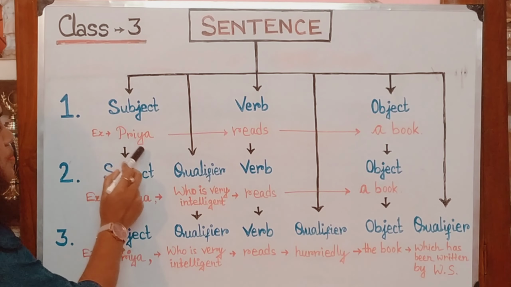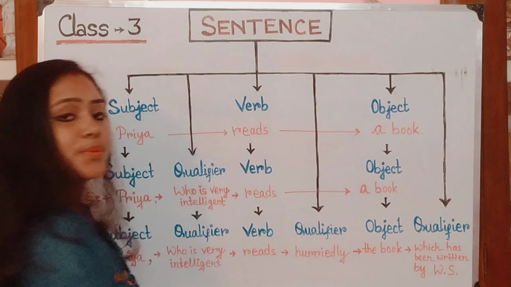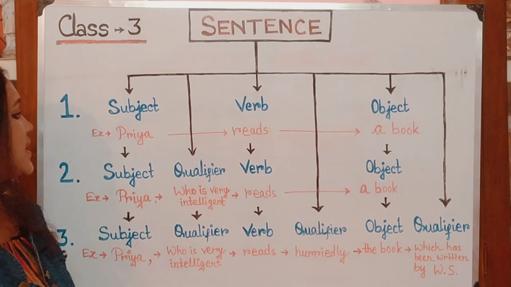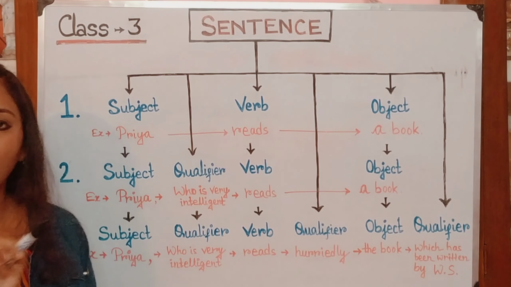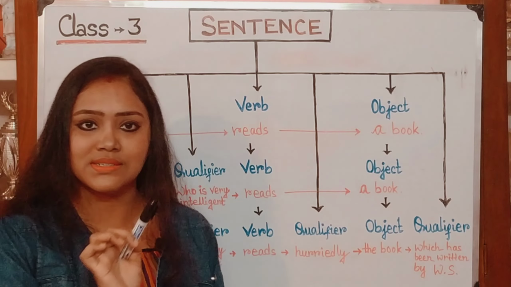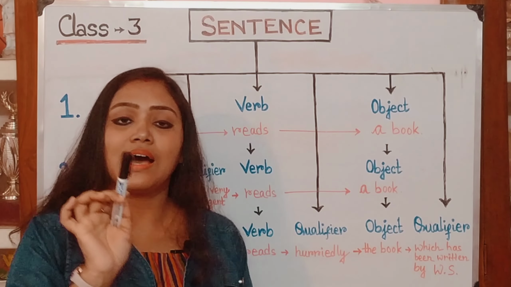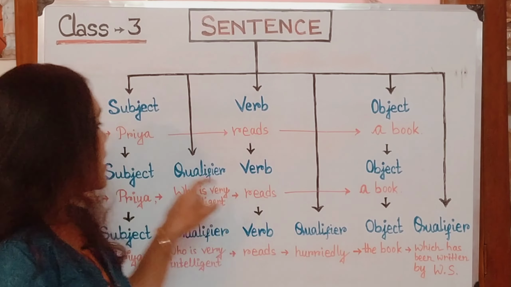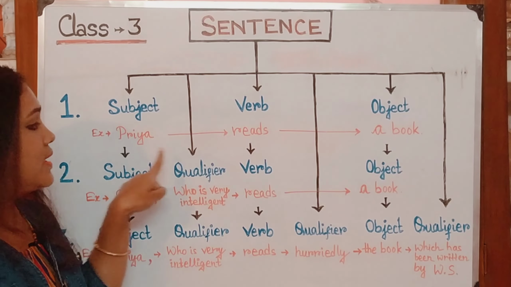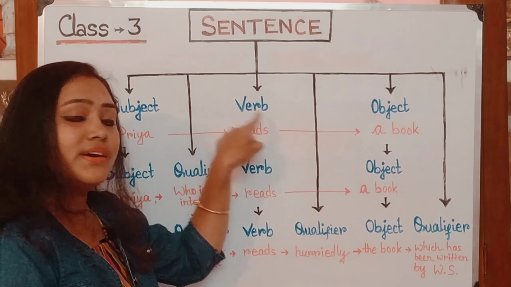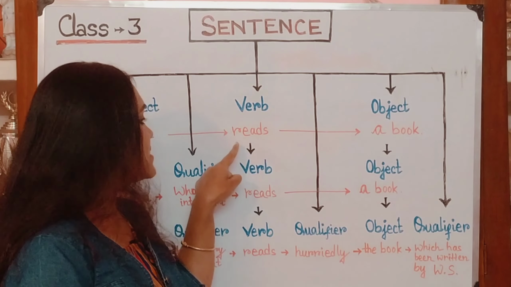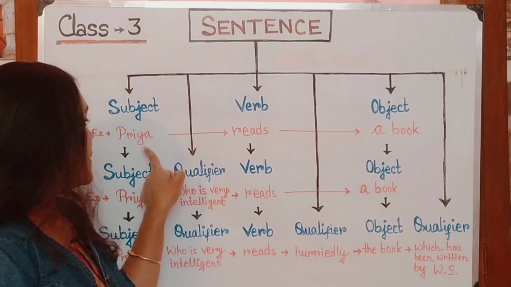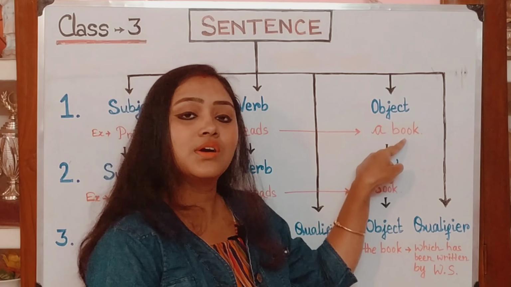First example is Priya reads a book. Here you can see Priya is the name of a girl, a person. So Priya is a noun and it is the subject of this sentence. Priya reads is the doing part of the sentence, so this is the verb. Priya reads a book.